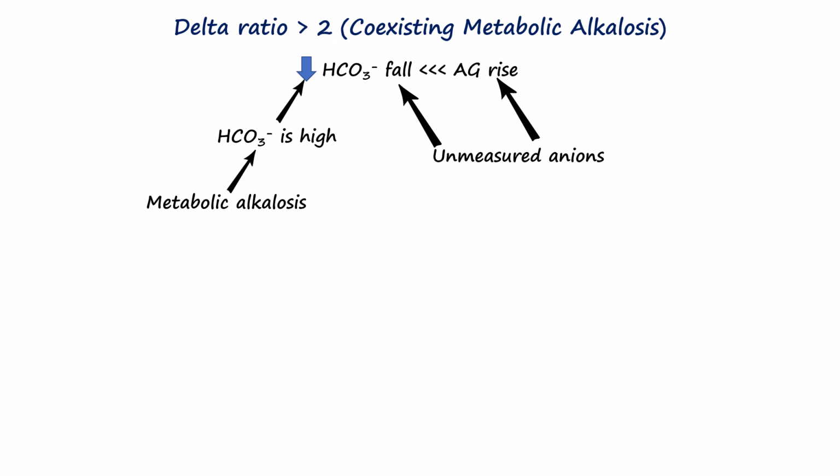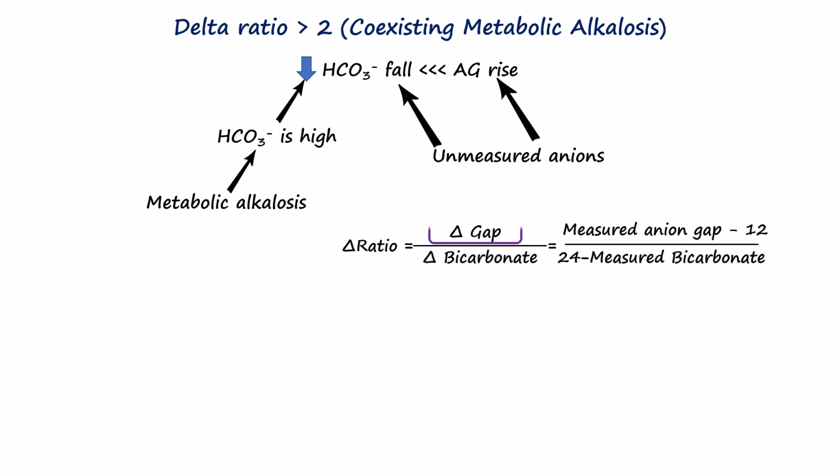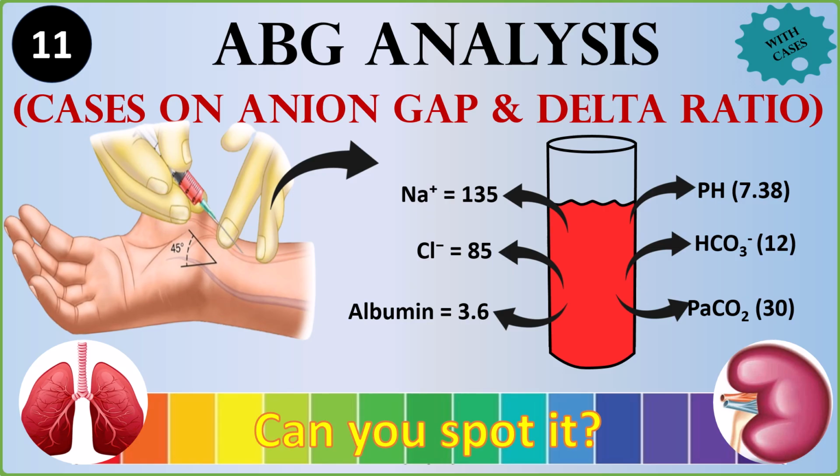The numerator delta gap becomes disproportionately large compared to the denominator delta bicarbonate because the anion gap increases substantially from acid accumulation. Thus, this creates the mathematical ratio greater than 2.